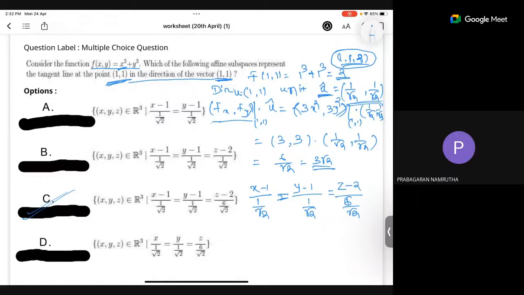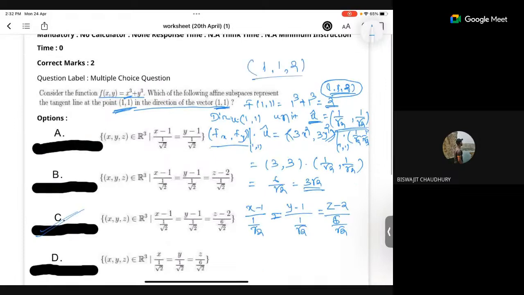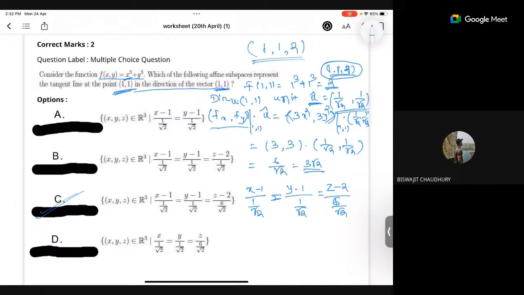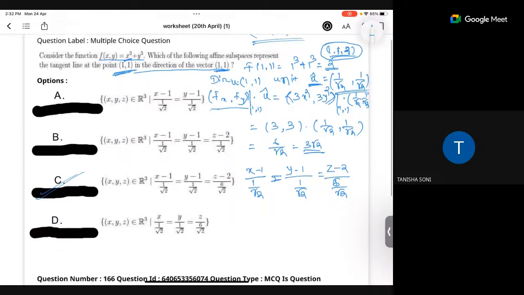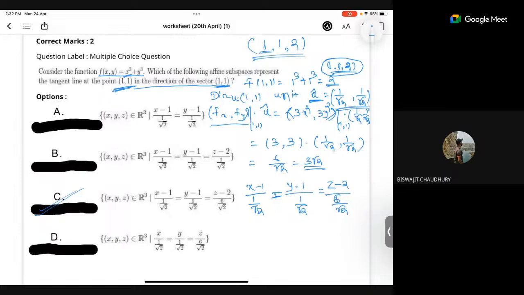No, sir. Sir, how did I get x minus 1? At which point do you want to find the tangent line? You tell me. At 1, 1. So at 1, 1, what will be your functional value? 2, right? Because f of 1, 1 is 2. So the point would be 1, 1, 2. At this point you want to find the tangent line, right? Yes, sir. So I just applied that here, x minus 1 by 1 by root 2.